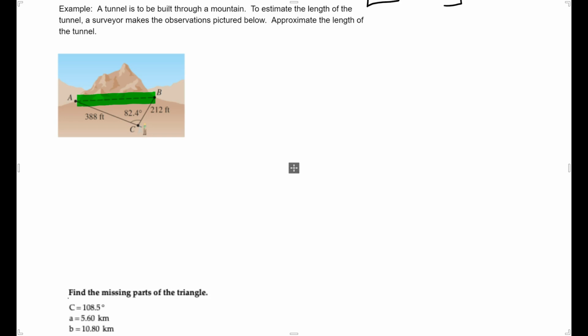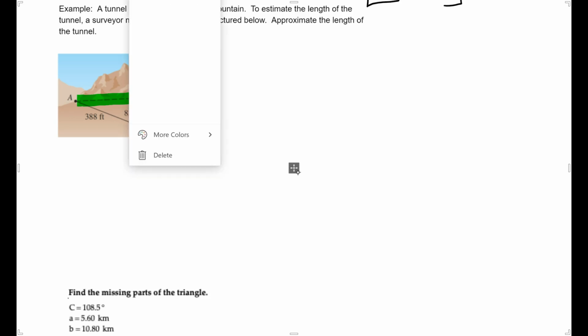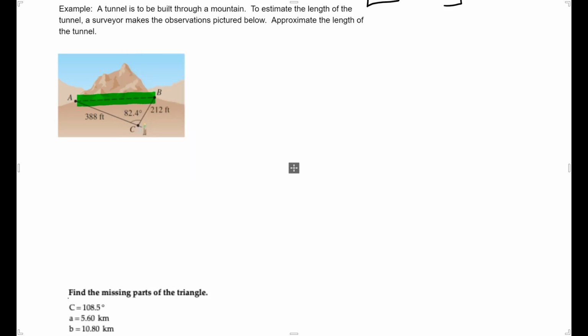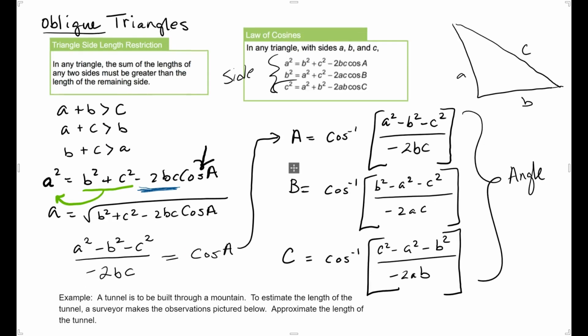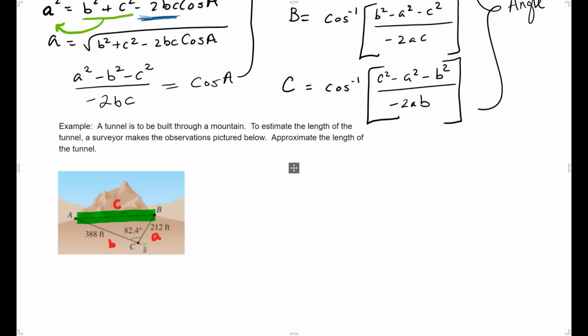So what I'm going to do is label this triangle here. Let me pick a color. Maybe red. I'm going to label my sides first. This is side C, this is side A, and this is side B. Now I'm going to figure out, well, I'm looking for side C. So if I go back up to my formula for the law of cosines, I'm going to need this formula right here. Let's go ahead and write that one.